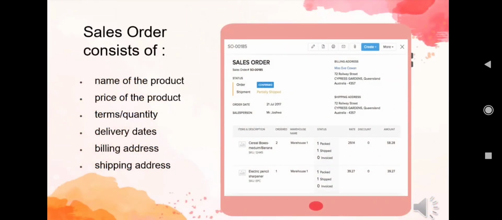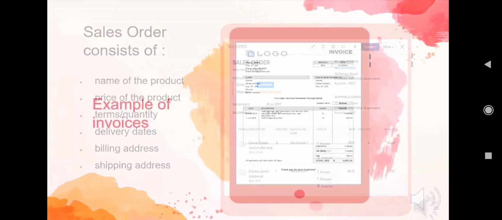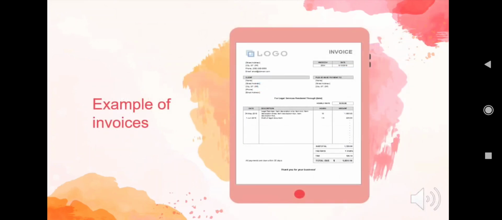As you can see, the sales order consists of the name of the product, price of the product, terms and quantity, delivery date, billing address, and shipping address. On your right side, there is an example of a sales order prepared by the sales department. This is an example of invoices.